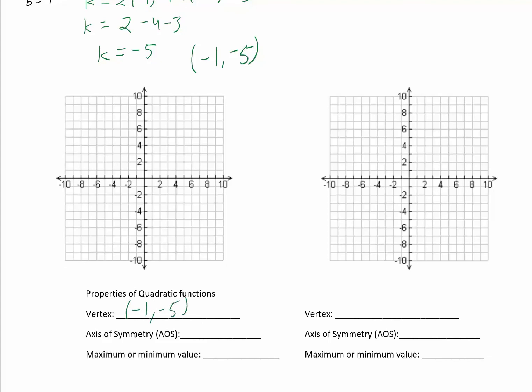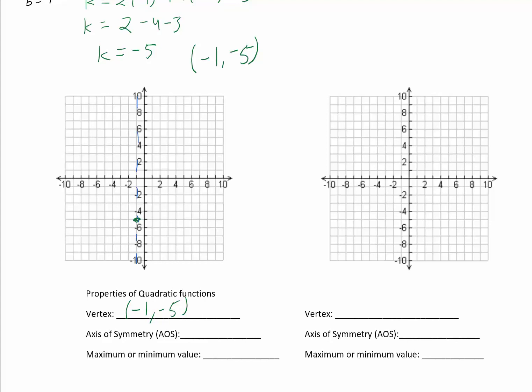This question is asking for a couple things: the vertex, the axis of symmetry, and if it's a maximum or minimum value. The first thing you want to do is plot that vertex. Negative 1, negative 5 would be down here. Now remember, for the axis of symmetry, you draw a line through your vertex, and that acts as your reflection. It's going to cut down through the vertex, and you're going to plot a point, and the reflection point will be on the other side.